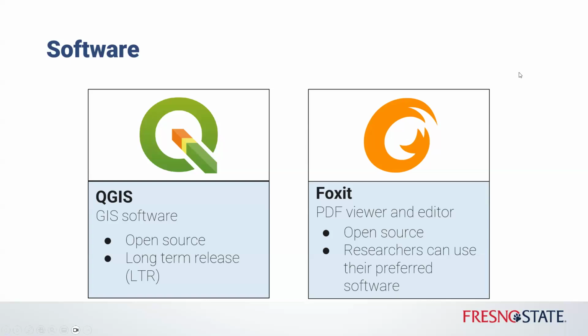You also will want a good PDF software. Foxit is free, it's open source. Think of it as like Adobe, just you don't have to pay for it. If you like using PDF viewers and editors to work with materials, Foxit is a good open source option as well.